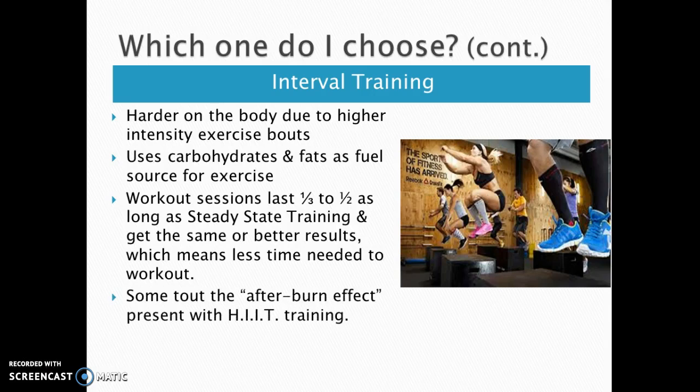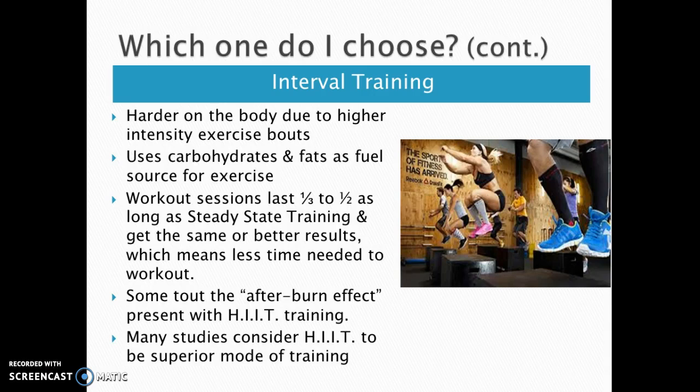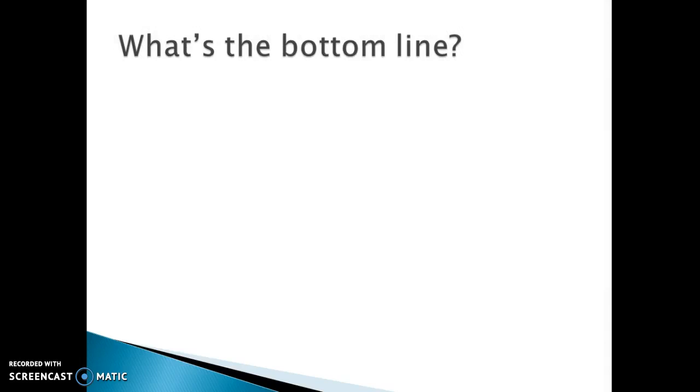And then some of the studies that I've looked at, they really tout the afterburn effect. Basically, after you get done working out for your workout session, you're going to burn calories well after, up to 24 to 48 hours, I've heard in a lot of the studies, as opposed to the steady state where the afterburn effect isn't that great. And then many of the studies that I looked at considered high-intensity interval training to be superior to any other type of training. However, that's for you guys to decide.